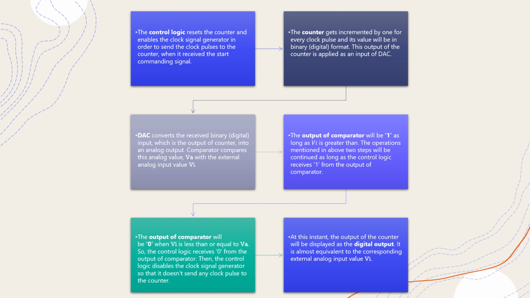Then the control logic disables the clock signal generator so that it doesn't send any clock pulses to the counter. At this instant, the output of the counter will be displayed as the digital output. It is almost equivalent to the corresponding external analog input value Vi.